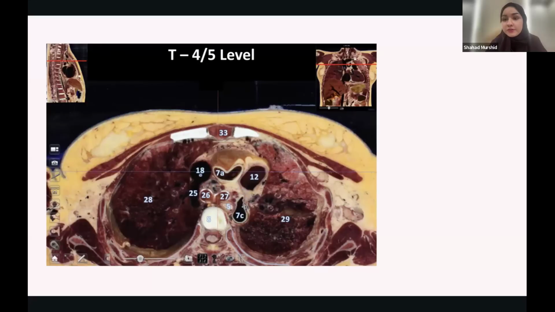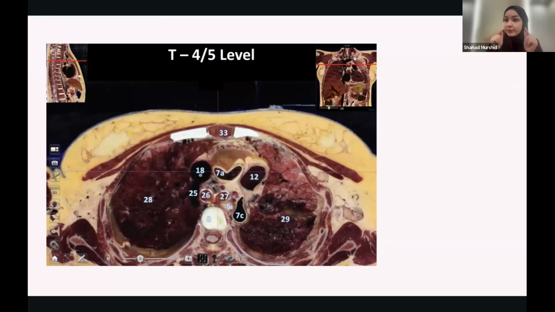Perfect. Now what about the SVC? Again, we still have the SVC, but what else do we have now? We have something draining into the SVC. This is the SVC, and this is something draining into it. What could this be? The azygos. So 25 is the azygos, and 18 is the SVC. Then we have the ascending and descending aorta. Again, 5 is the most posterior, so it's the esophagus. What did we say is in front of the esophagus?